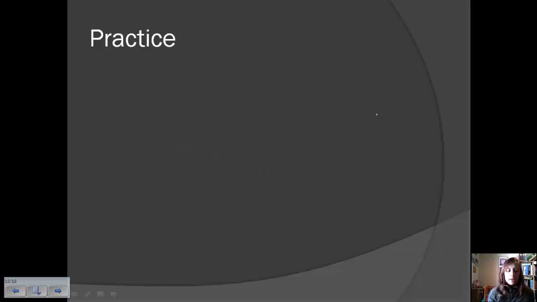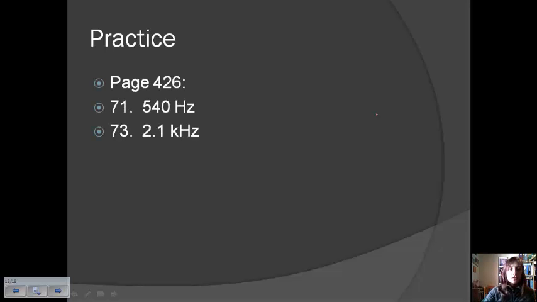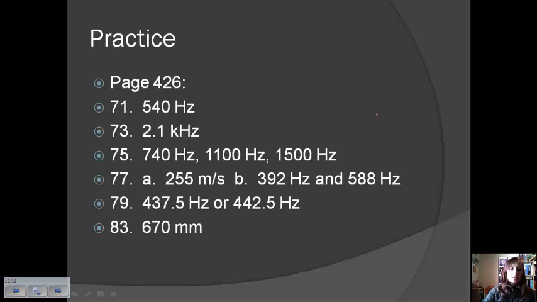Okay, so we've talked about different instruments, open pipe, closed pipe, how to have resonance, then different definitions going along with music, such as intervals and chords and beats. And so now we're going to do some practice. We're also going to do some practice problems in class as well.